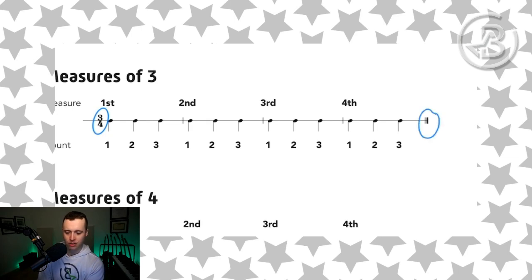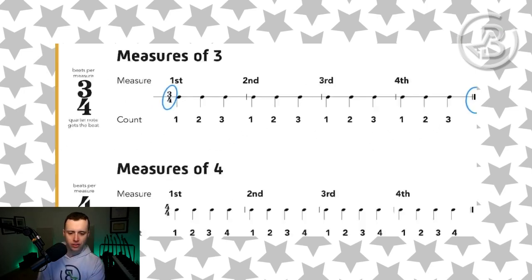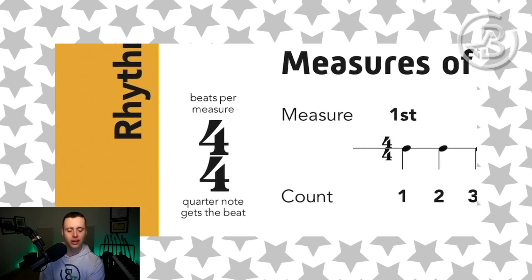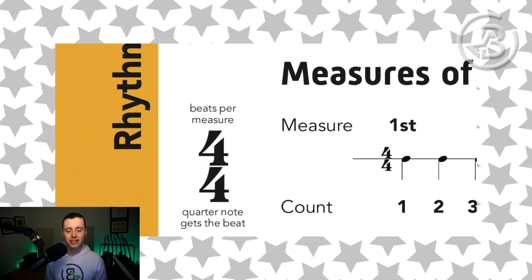At the end, we have our final bar line. Okay, let's break down the time signature of 4/4 one more time. So we look at 4/4. The top number means how many beats or how many counts are in the measure. That's easy. The bottom number is a 4.